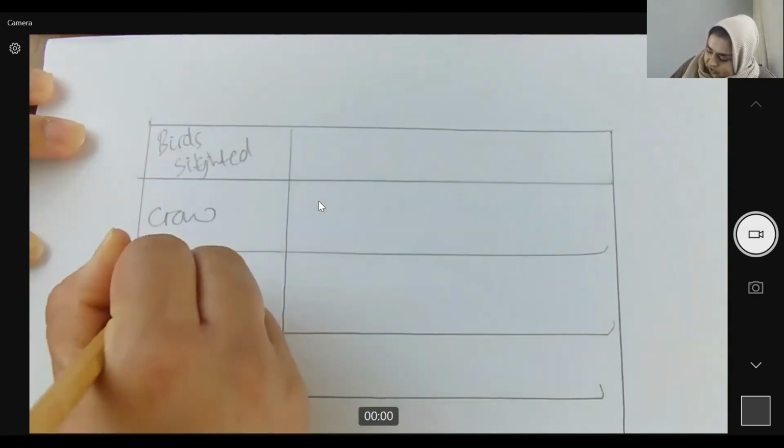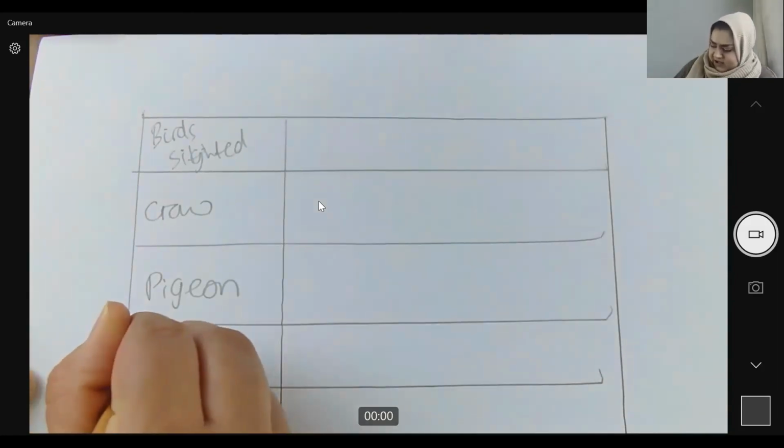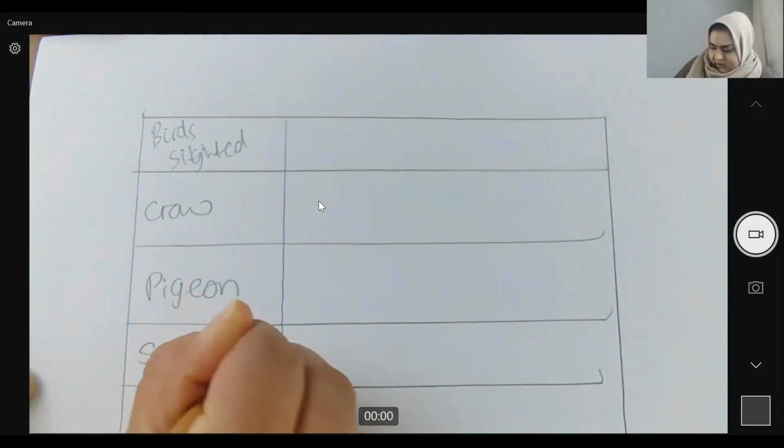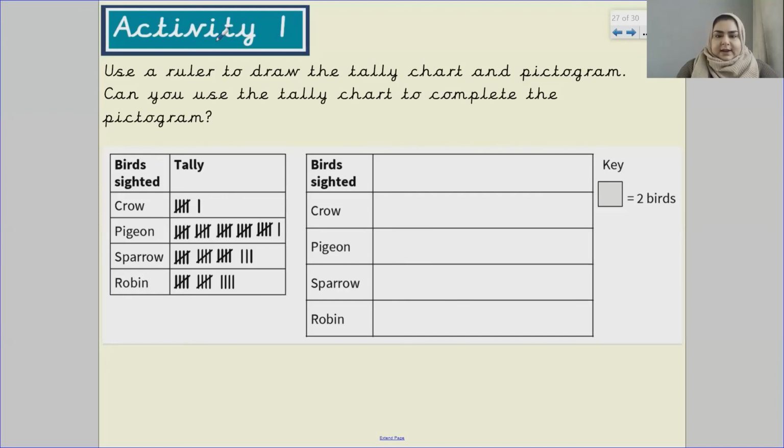Okay, so it was a crow, pigeon, and whatever the other 2 were. I think it was sparrow or something. Yeah, it was a sparrow, then it was a robin. Now, so that is what you should have done. So the way I showed you how to draw this, you need to draw the same thing for the tally chart. And then you need to transfer the tally chart information onto your pictogram using this as an example. So 2 birds means 1 box.